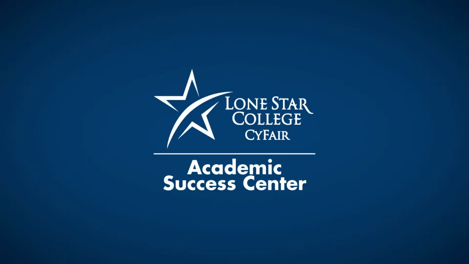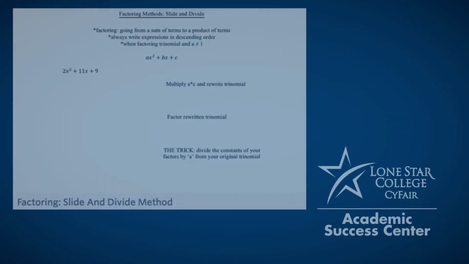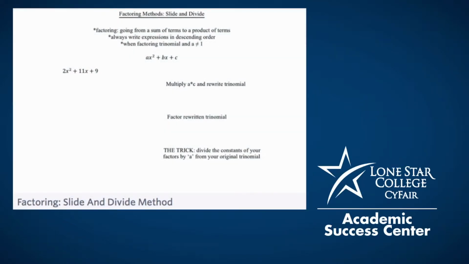In this session, we're going to learn how to factor using the slide and divide method. Remember, when you're factoring, you're going from a sum of terms to a product of terms. You always want to write your expressions in descending order. And this method works well on factoring trinomials when a is not equal to 1. So let's look at our first example.